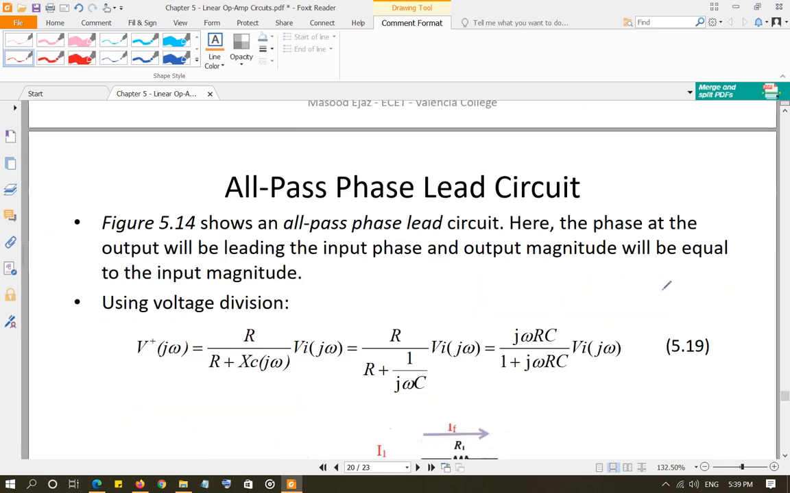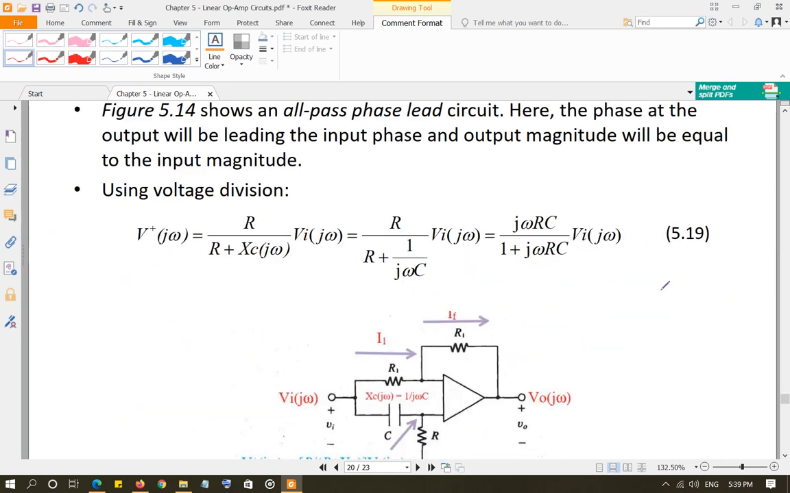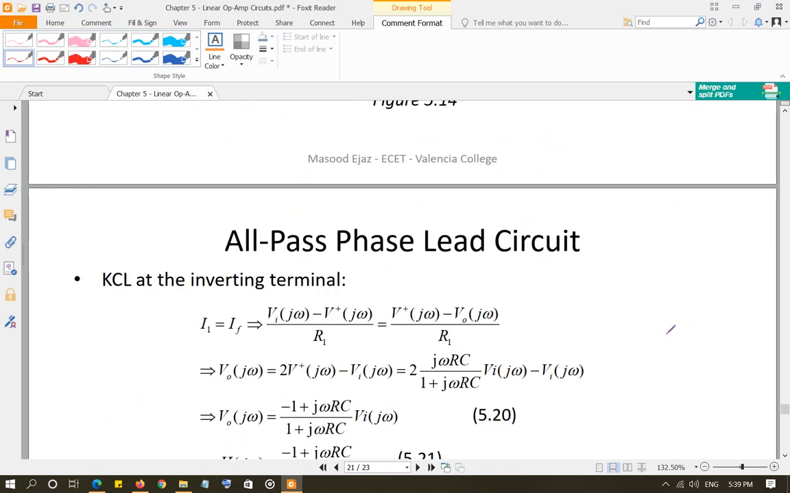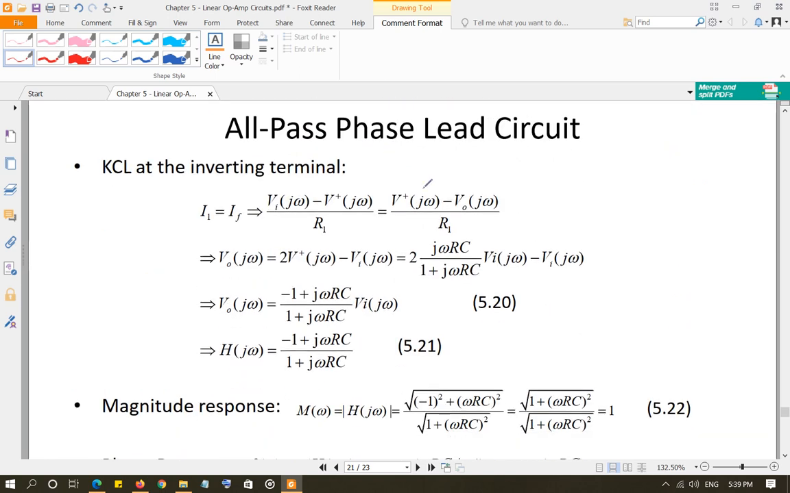The next circuit is the all pass phase lead circuit instead of the phase lag circuit. So again, you can go over the analysis, the same analysis like we did in the last one. When you get H of j omega, you're going to get negative 1 plus j omega RC over 1 plus j omega RC. So again, the magnitude is going to be 1 because the magnitude of the numerator is the square root of negative 1 squared plus omega RC squared, divided by the square root of 1 squared plus omega RC squared, which is here. So the magnitude is 1 for all frequencies, and that's why it's all pass.